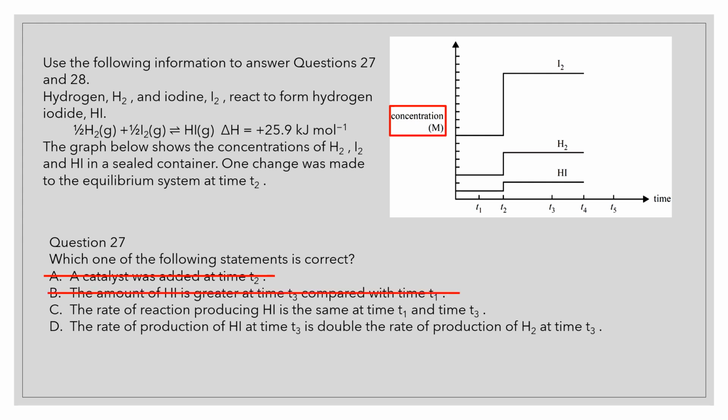Since the concentration of I2 and H2 at T3 is higher than that at time T1, the rate of reaction producing HI at T3 is higher than that at T1, and C is eliminated. Since 1 mole HI produces 2 H2, the rate of production of HI at time T3 is double the rate of production of H2. So, D is correct.